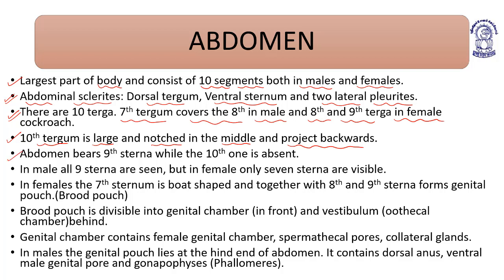The abdomen bears 9 sterna while the 10th one is absent. The sterna, which are present on the ventral side, are 9, and the 10th one is absent. In males, all 9 sterna are seen, but in females, only 7 sterna are seen, as the 7th one hides the 8th and 9th. Okay?